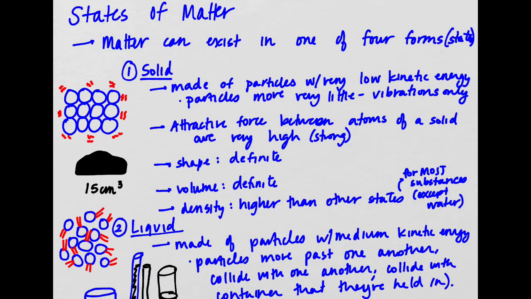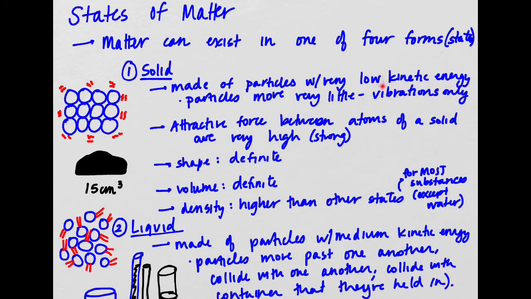So matter can exist in any one of these forms. And we can change those forms by changing the pressure, the temperature, the energy associated with them. All right, so remember, solids are made of particles with very low kinetic energy, and they move very little.